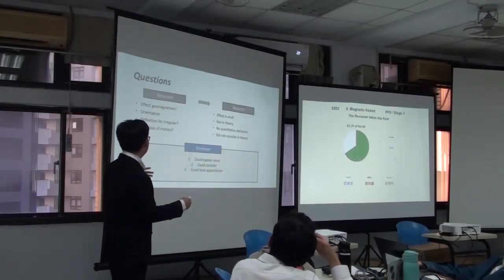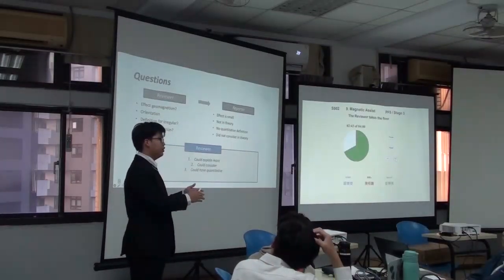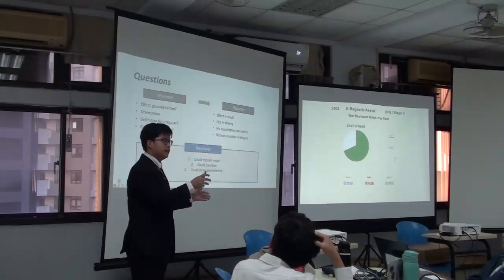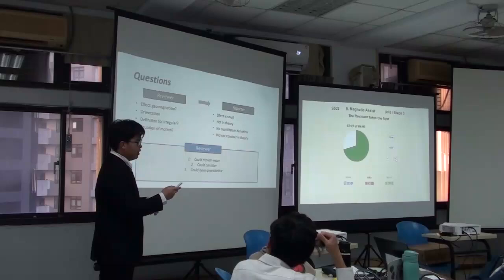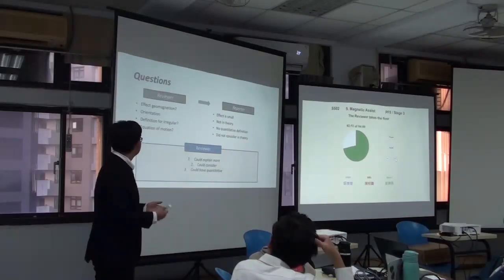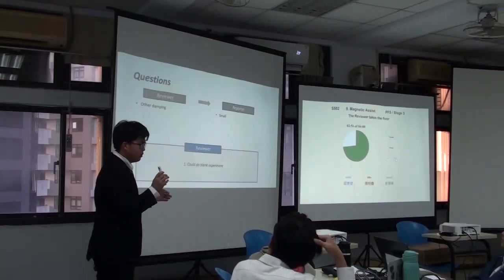And then the definition for irregular. They didn't have any quantitative or qualitative definition of the irregular. They just show that there is a really messy trajectory of the magnet. And then the equation of motion, they didn't have the equation of motion. And that is the question that I asked both of them.